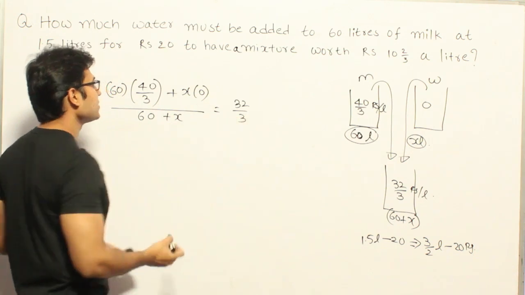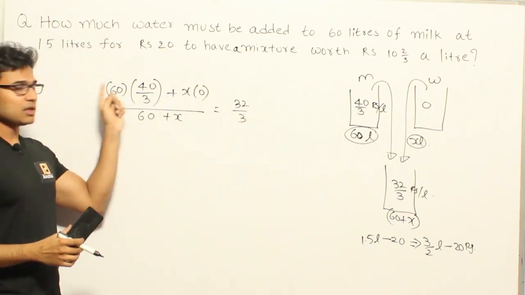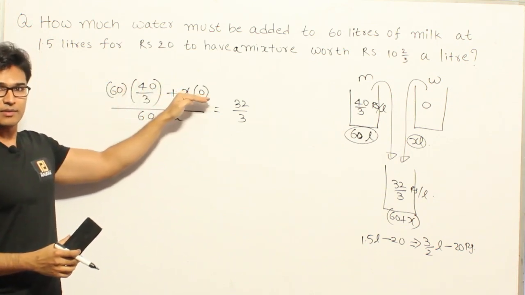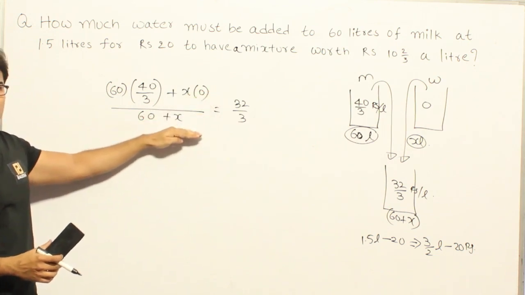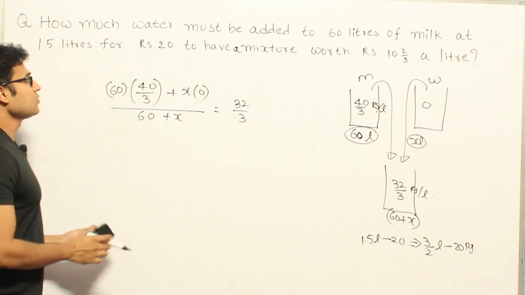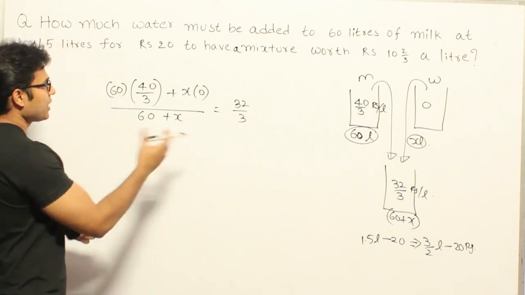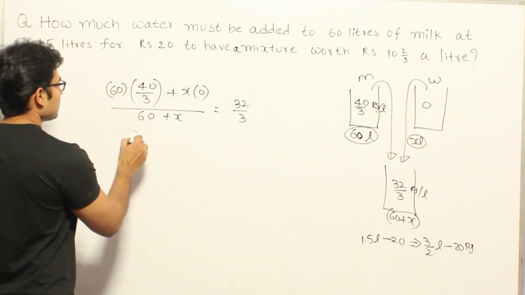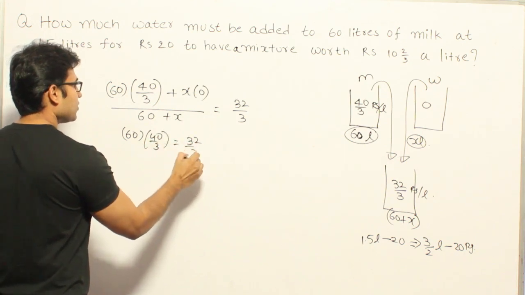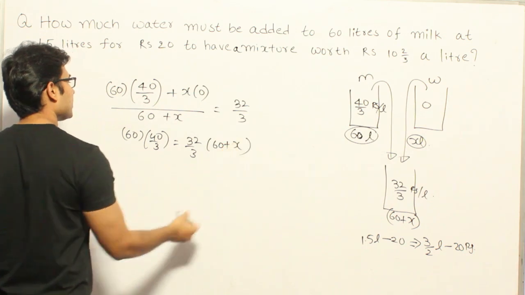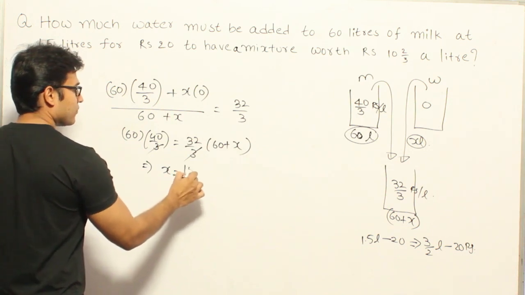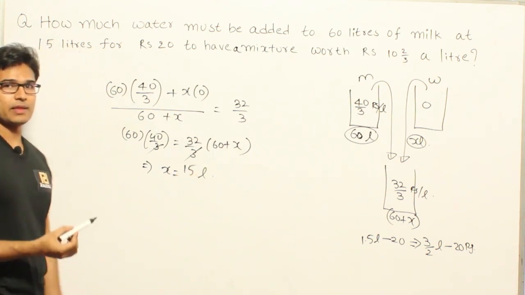32/3. So how do I write this? See, the total cost per liter is going to be the total cost of the milk plus water divided by total volume. This is going to give us the overall per liter cost. Are you getting this? So now it is in that formula, or you can directly solve it as well. It is going to be 60 into 40/3 is equal to 32/3 into (60 plus x), right? Now you are going to get x equal to 15 liters, right?